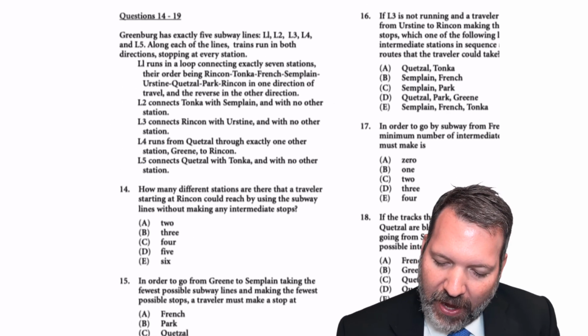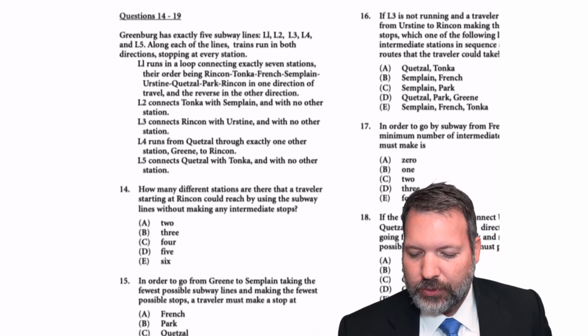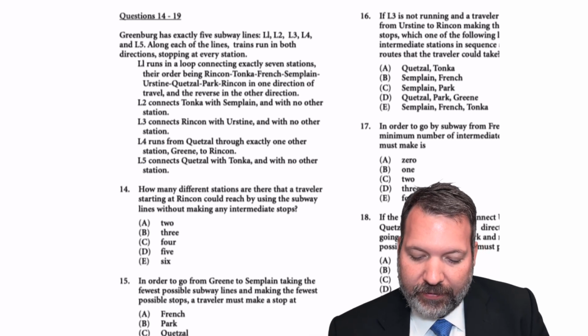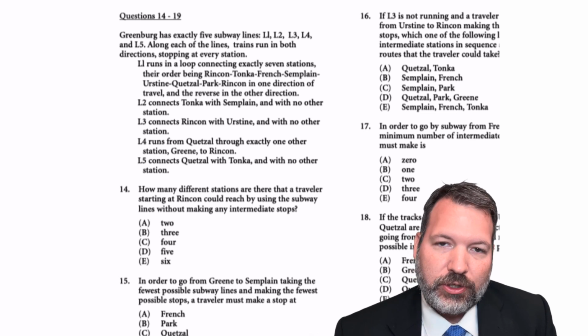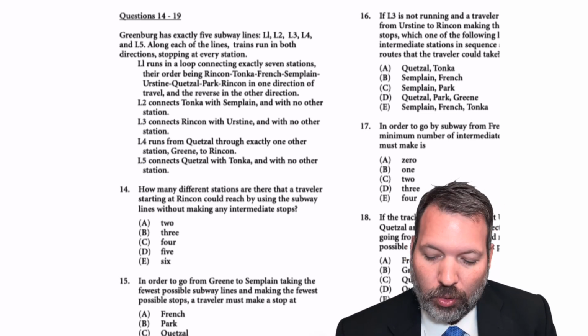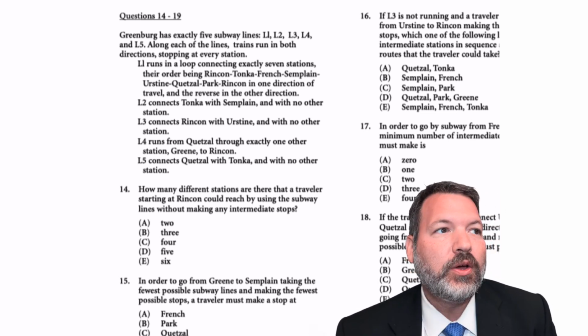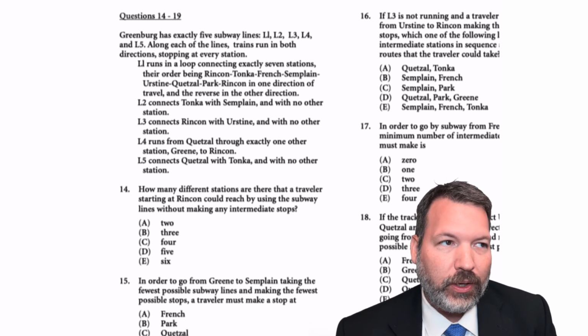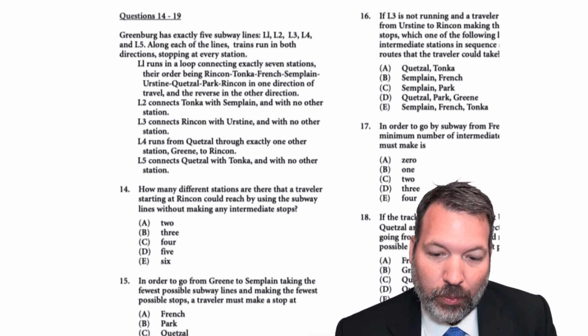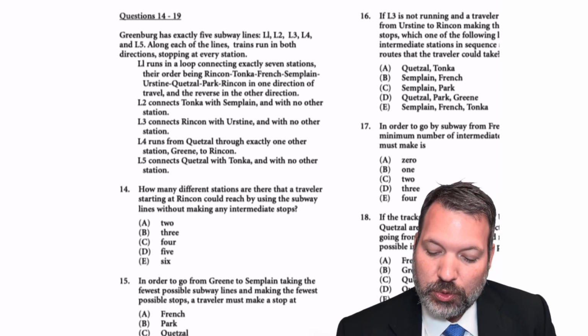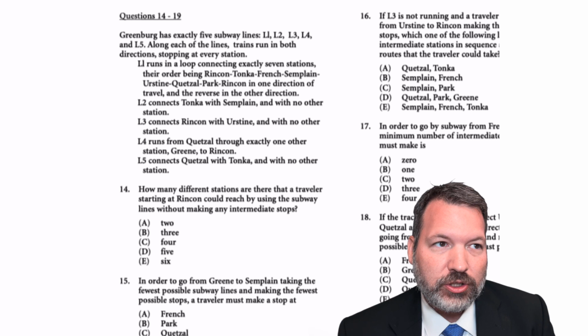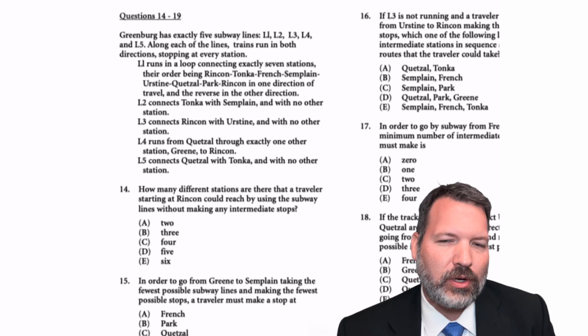Greenberg has exactly 5 subway lines, L1, L2, L3, L4, and L5. Along each of the lines, trains run in both directions, stopping at every station. So again, on a classic game, L1, L2, L3, L4, L5 would be the elements that we then put in order or put in groups, and that's not what's going on here. Instead, the clues we're about to read describe each one of these loops for some stations, and if anything, the stations are more like the elements.